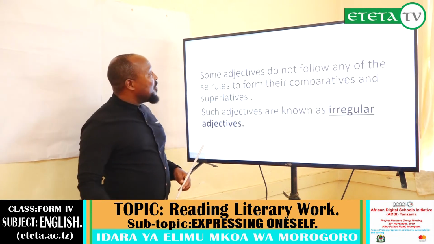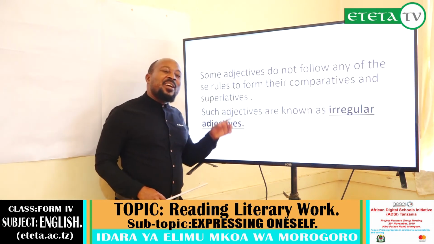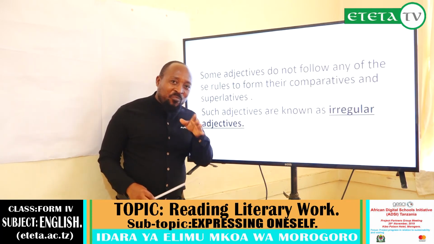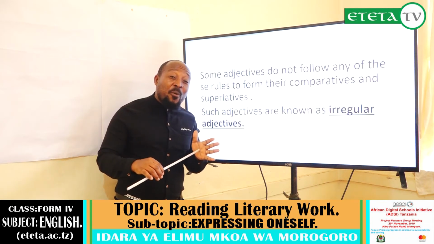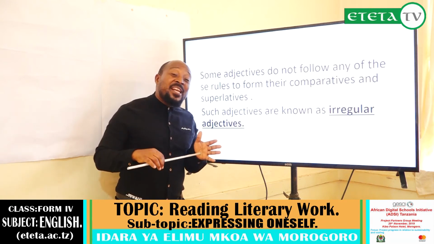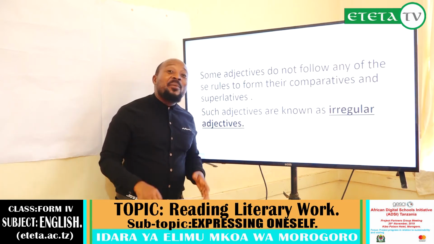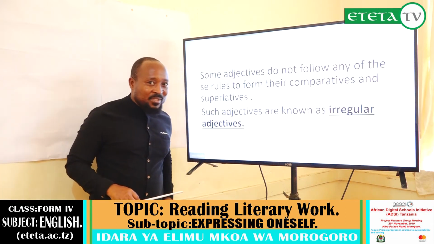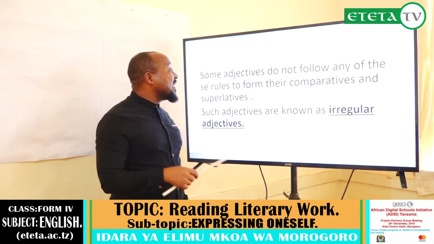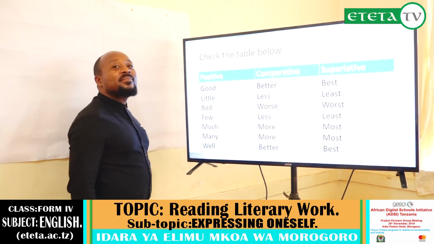Another thing which you should understand is that some adjectives do not follow those rules. Remember the rules once again: you make a positive degree comparative by adding ER or more, and you change a positive degree to a superlative by adding EST or most. But there are some words which do not follow these rules, and we call them irregular adjectives. Instead, they just change irregularly. Try checking with this table.